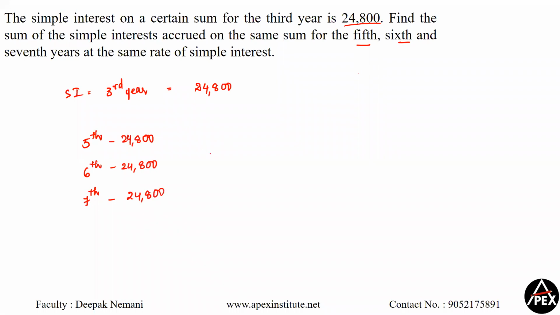So what was asked in the question? Find the sum of simple interests, isn't it? For fifth, sixth, and seventh years. So that will be 24,800 into 3. So the answer for this question should be 74,400, isn't it? So if you have understood the concept of simple interest, you should have solved this in less than 30 seconds.